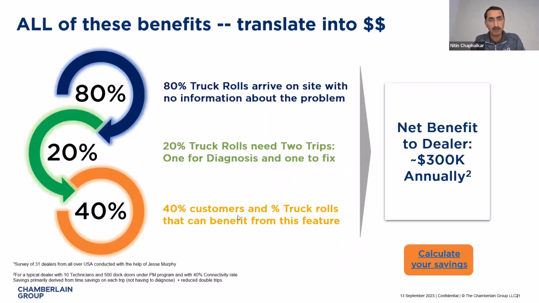So combining all of this, we talked about 80% of the customers not giving any information. 20% of truck rolls need 2 trips, one for diagnostics and one for the fix. And our dealers tell us that if this is really possible, then 40% of our customers and truck rolls could benefit from this feature. If you combine all of these, it's more than $300,000 benefit annually for a typical dealer with 10 technicians and 500 dock doors under a PM program. And we are also assuming a 40% connectivity rate. So there is a significant dollar amount benefit.